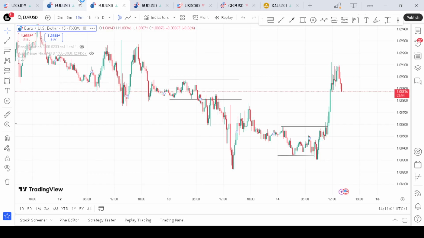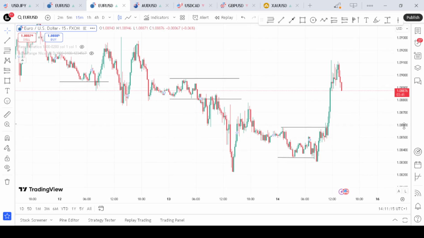Trading using the Asian range strategy involves a clear step-by-step approach. First of all, you will need to identify your Asian range by marking out the highest and the lowest point in your Asian range, and this is what I have marked out. This was today's, this was yesterday's, the previous Asian range, this was the day before, and so on.